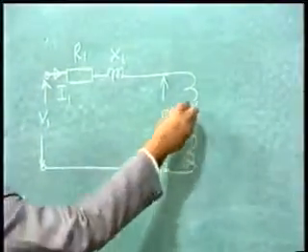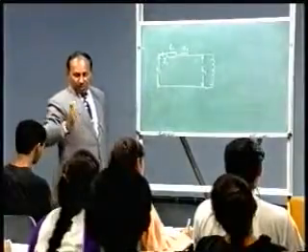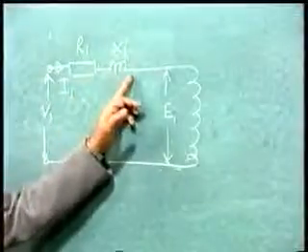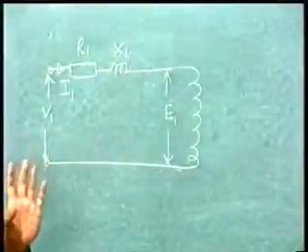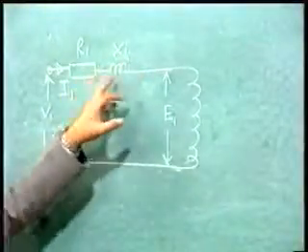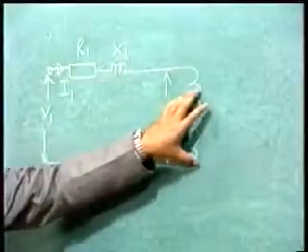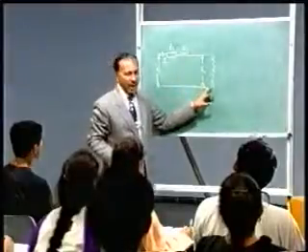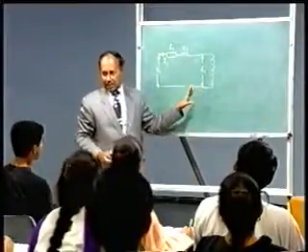E1 is induced. Now this winding has no loss, that means no voltage drop. Its resistance and reactance we have already represented here. So this is only a winding which does not have any resistance or reactance. It has resistance and reactance, but since we have shown them separately, this is an ideal winding without having resistance and reactance.